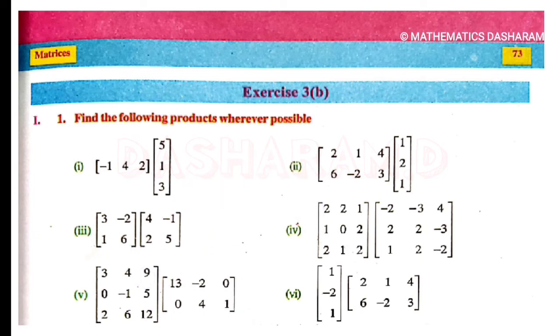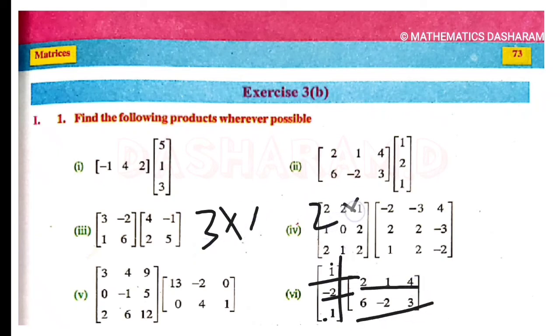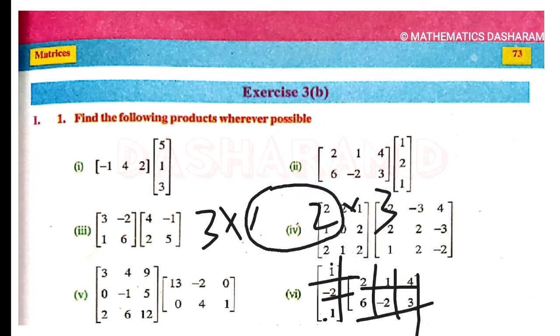Next one is the sixth question. So what is the order of the first matrix? See here, 3 rows are there and 1 column. So 3 by 1. Next, 2 rows and how many columns are there? 3 columns. So here also what happened? The number of columns in the first matrix is not equal to the number of rows in the second matrix. So sixth question, the product is also not possible.